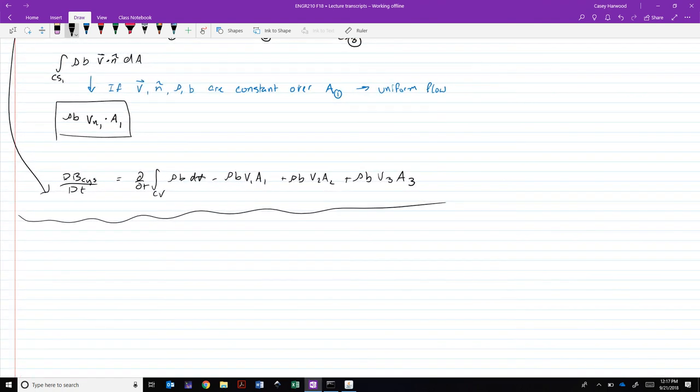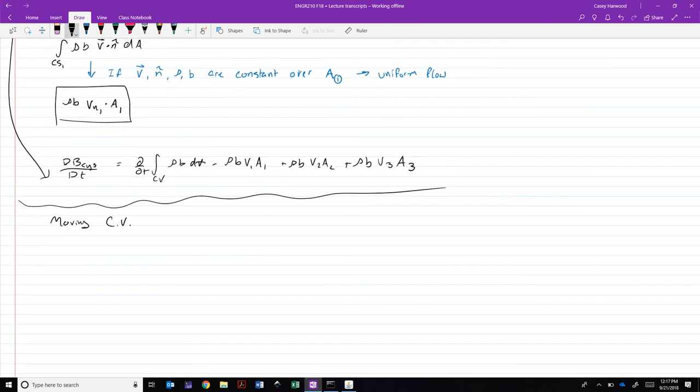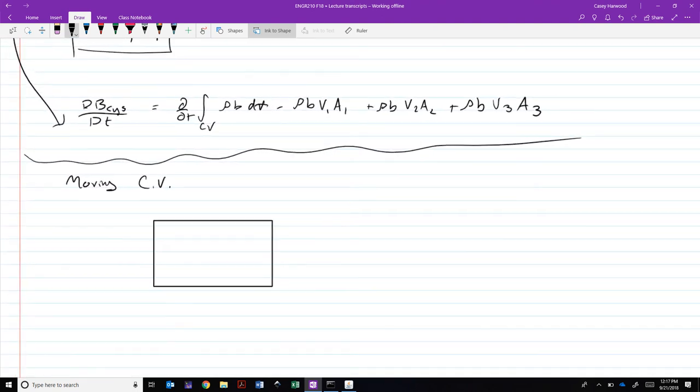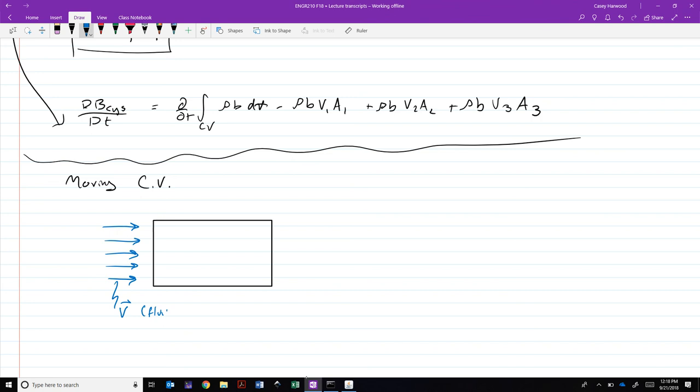So for moving control volumes, let's try to make this pretty simple. Consider, again, we have a control volume. It looks like this. We've got some velocity field that describes the fluid velocity, just as in our previous cases. But in addition, our control volume itself is moving with some velocity VCV. And once again, we'll bound this thing with control surfaces.